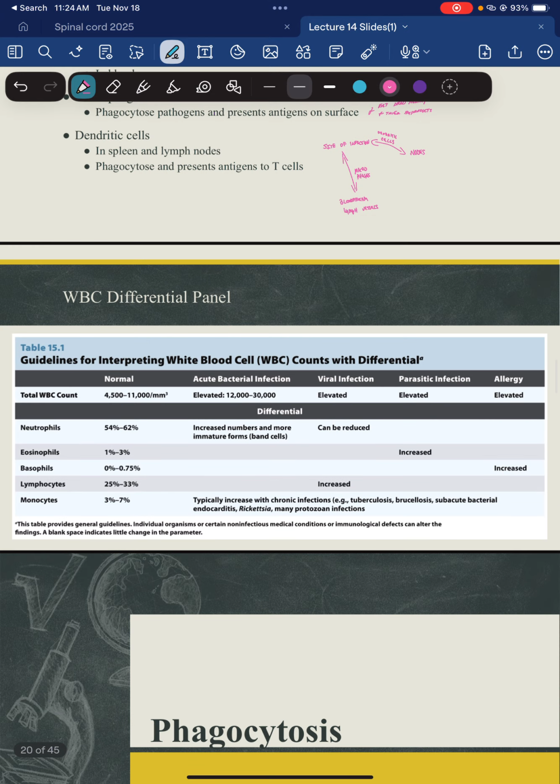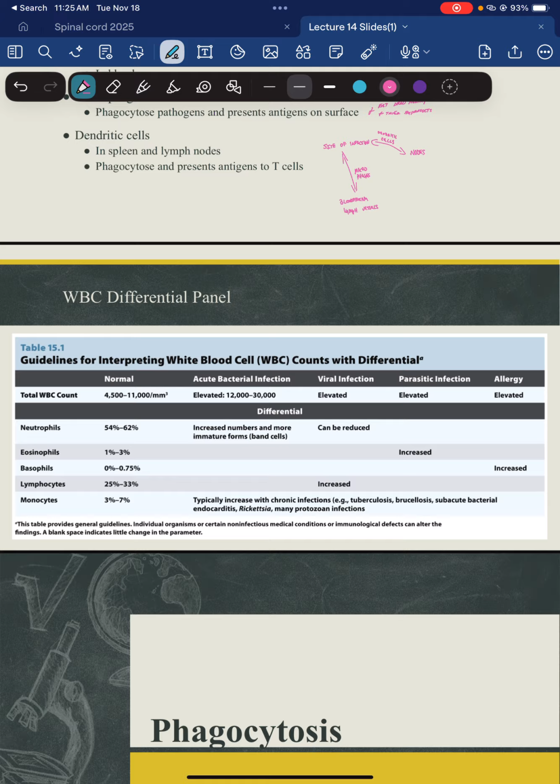So if we look at the functions of all of these different ones, we can actually get an idea into what is attacking the body. So you probably heard of a differential panel with white blood cells before, at least some of you have. So white blood cell differential, we actually look at the counts of total white blood cells and then each of these individual ones that we see down here.